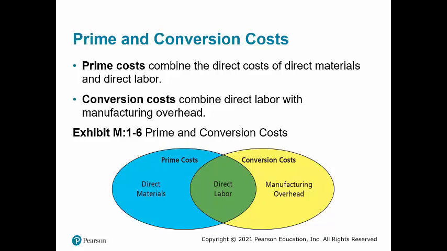So the diagram on the slide shows that the prime cost region overlaps with the conversion cost region, with the resulting areas labeled as prime cost only, which is the direct materials and direct labor, and then the conversion cost only, which are the manufacturing overhead and the direct labor. And then we see where those overlap, where direct labor is included in both.